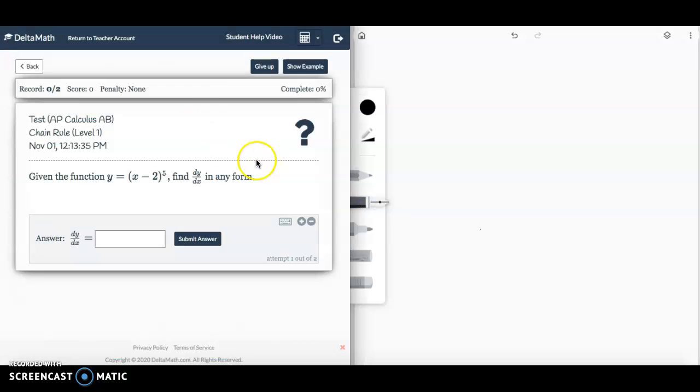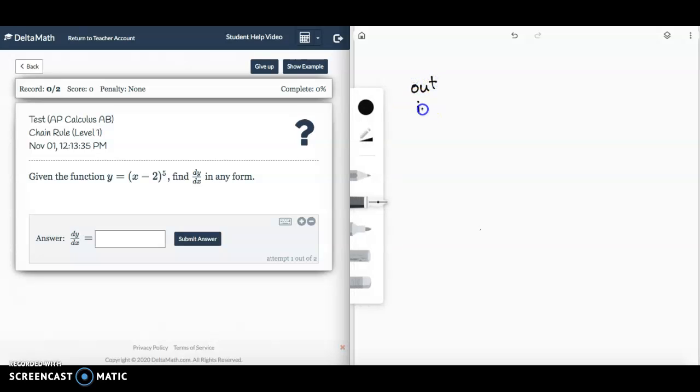Alright, here is our first chain rule problem. So y equals (x minus 2) to the 5th power. We'll find dy/dx in any form. So for my chain rule problems, I almost always do my outer function, my inner function. My outer function is x to the 5th. My inner function is x minus 2.